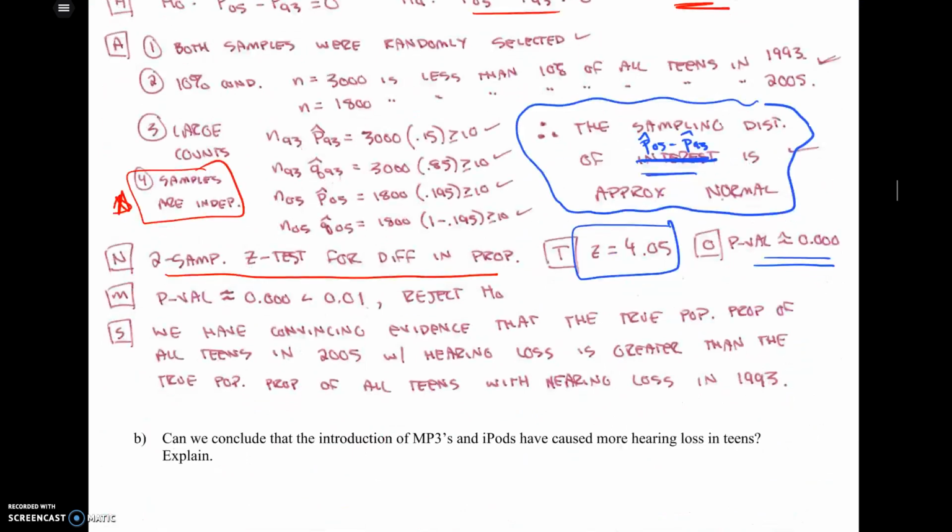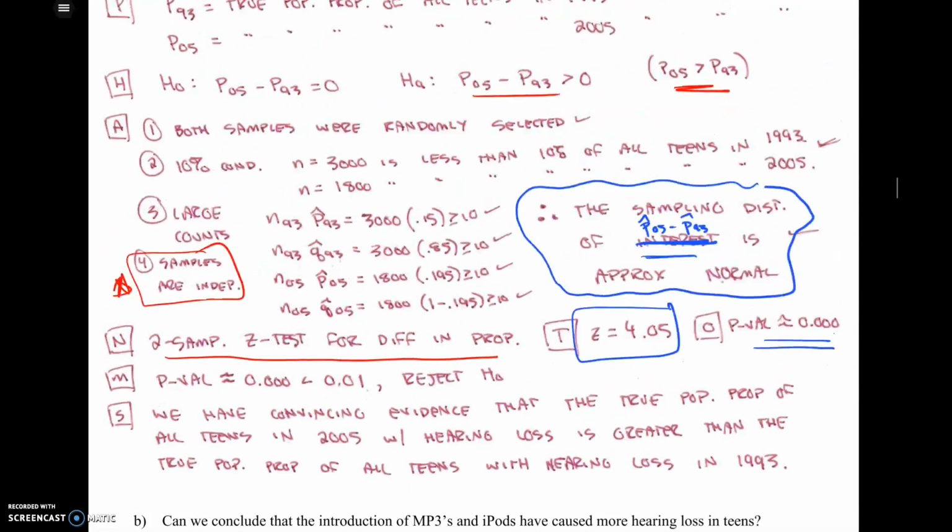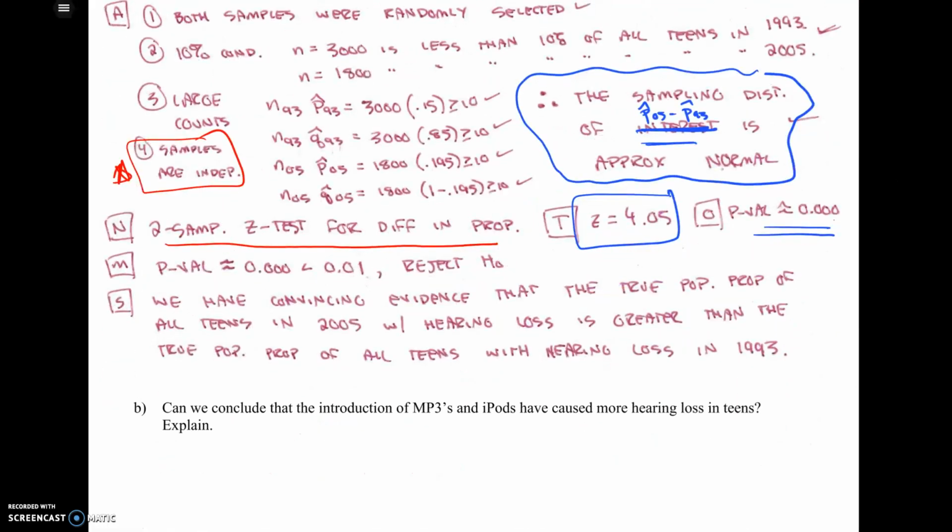That's it. Put those numbers down. Z equals 4.05. P-value is approximately 0.000. Since this is less than 0.01, we're going to reject the null. Conclusion, we have convincing evidence that the true population proportion of all teens in 2005 with hearing loss is, alternate, greater than that of 1993.